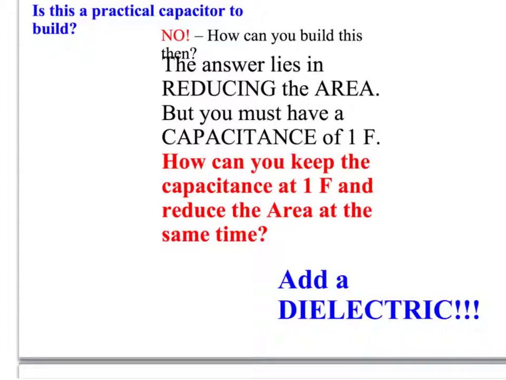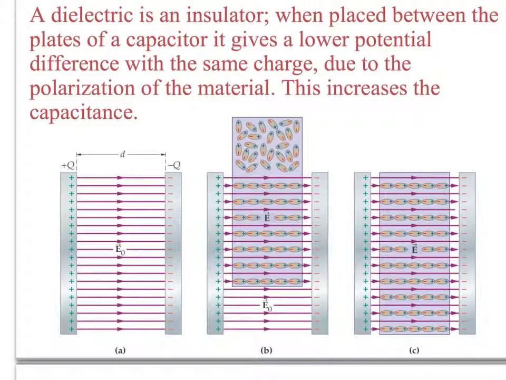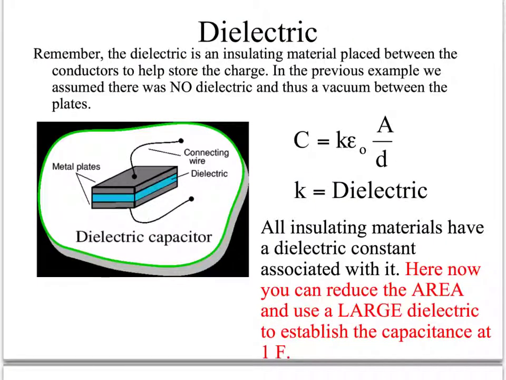The answer is to add what we call a dielectric. What is a dielectric, you ask? Well, a dielectric is an insulator that when placed between the plates of a capacitor gives it lower potential difference with the same charge. This is because the material we're going to use is polarized. This will help to drastically increase our capacitance with a much smaller area. Remember, the dielectric is an insulating material placed between the two conductors to help store the charge.